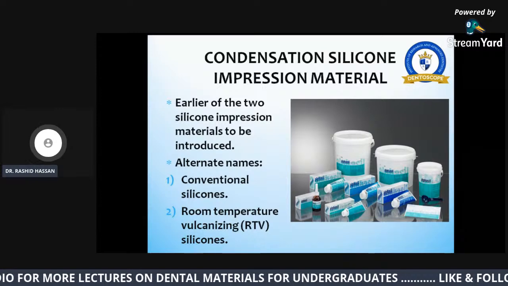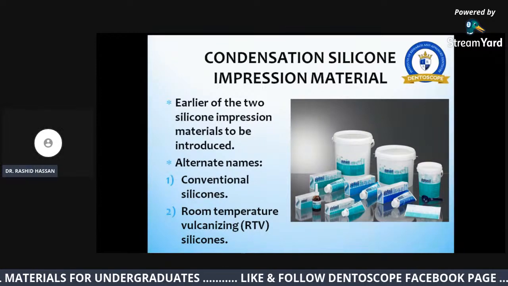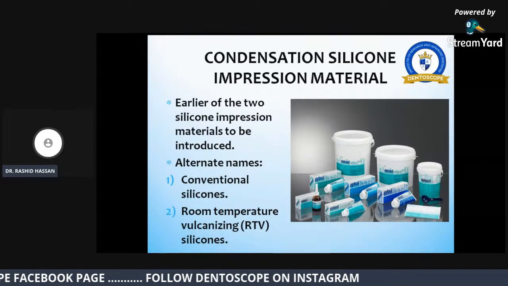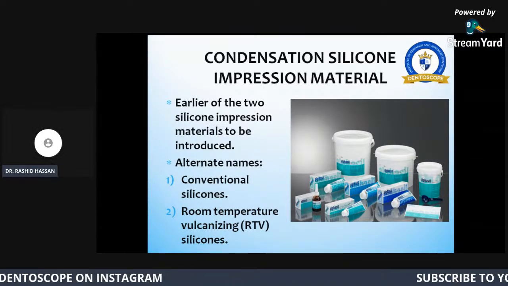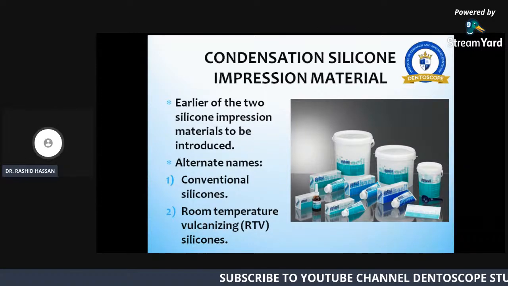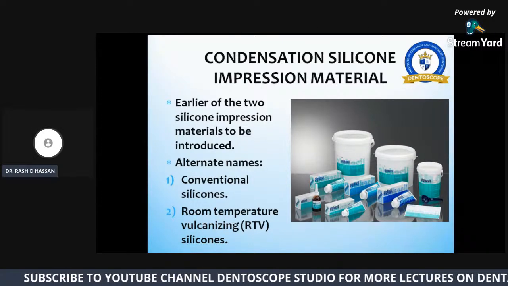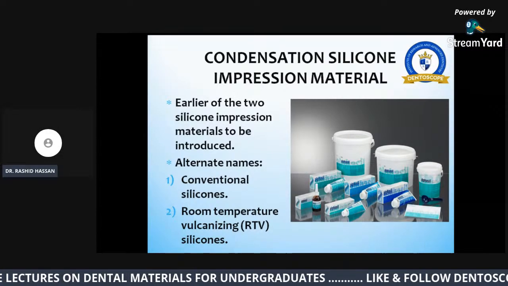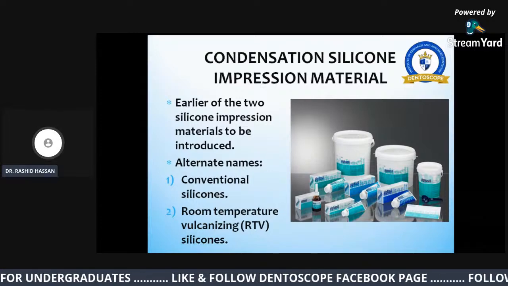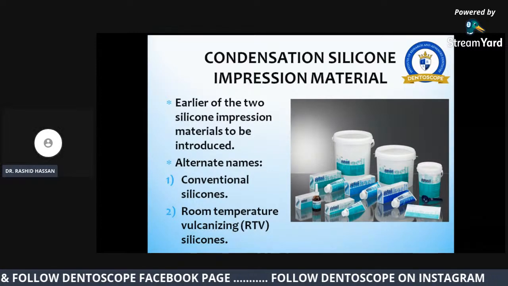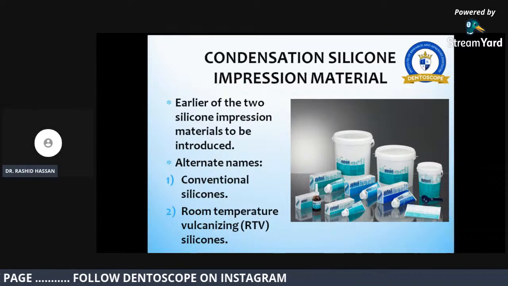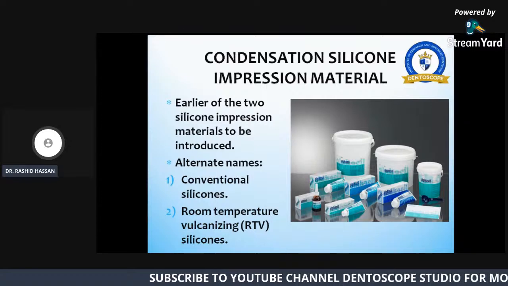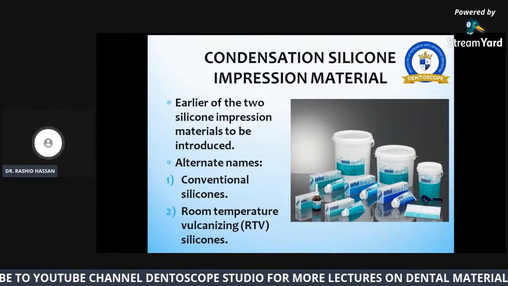Then coming to the condensation silicon impression material. As I told you, there are two silicon elastomeric impression materials: addition silicon and condensation silicon. Condensation silicon is the first among the silicon impression materials to be manufactured by material scientists. So it is the first of the silicons, and its properties were not as good as addition silicon, because it was the first one. You can clearly see the process of evolution of the impression materials.